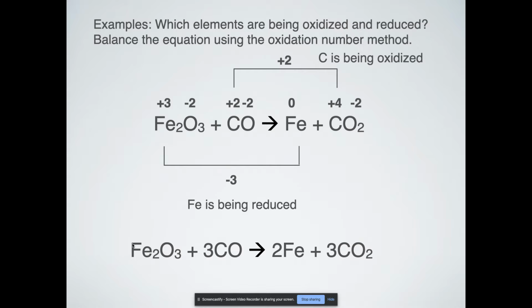Now, it's simple, but it's not exactly the most useful, and the reason why is because very rarely are you going to have equations like this. Normally, they're in aqueous solutions. And since they're in aqueous solutions, you're not just going to have gases and solids. You're actually going to have water and acid and base and stuff that are going to be involved, all right? But for now, that's all you need to know.